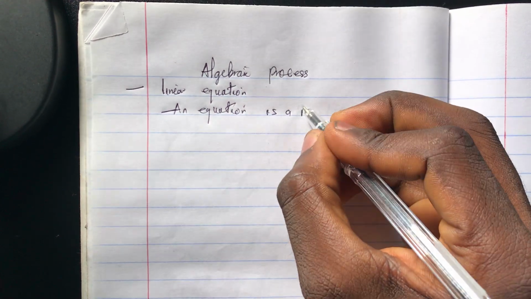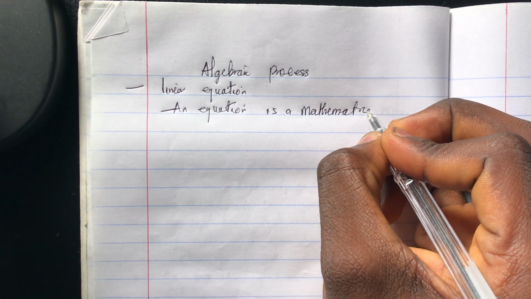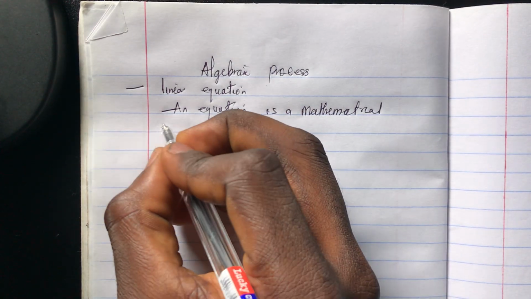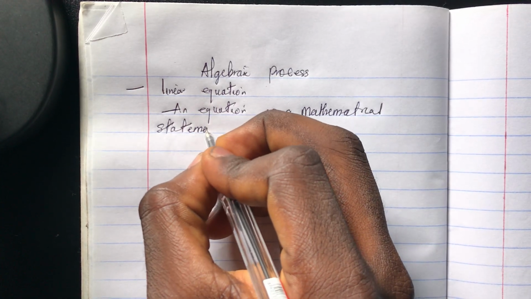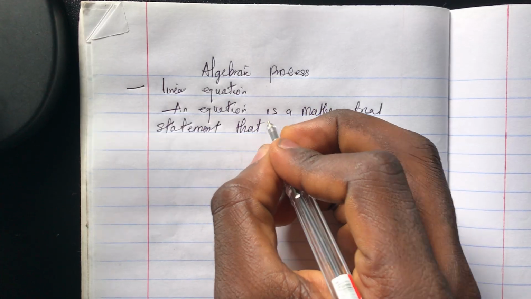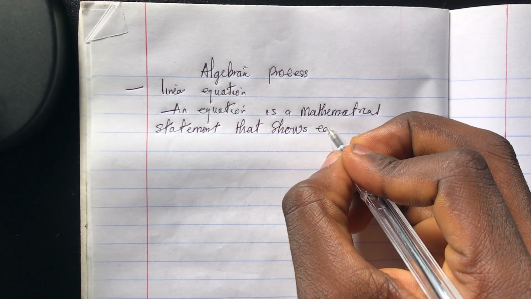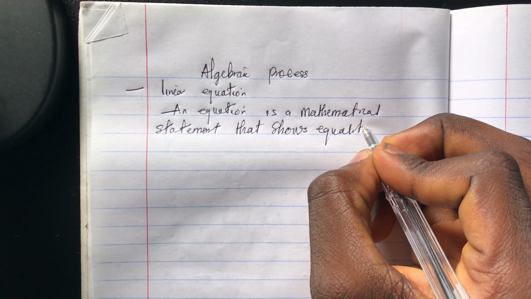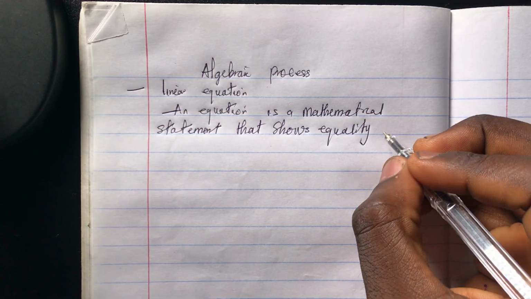is a mathematical statement that shows equality between two expressions.